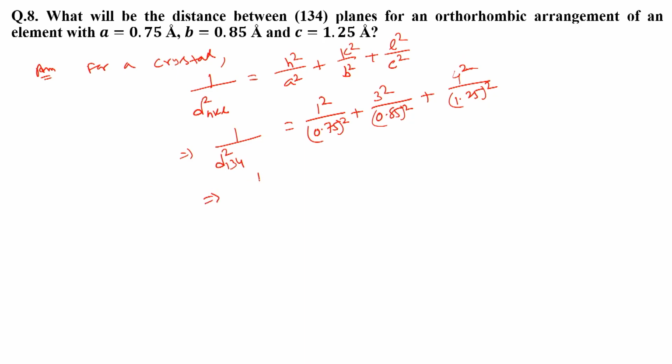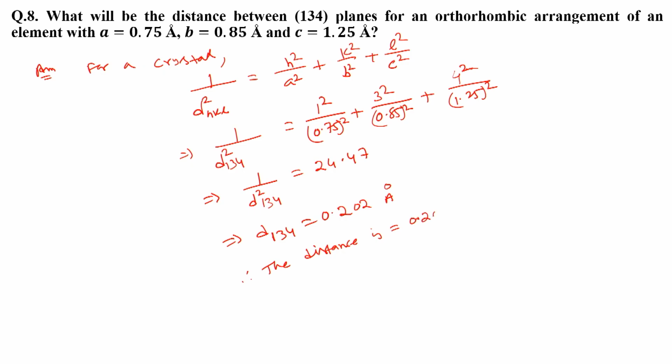So we get 1 by d square 134 is 24.47. So we calculate this, and we get d 134 will be 0.202 angstrom. Therefore the distance is 0.202 angstrom.